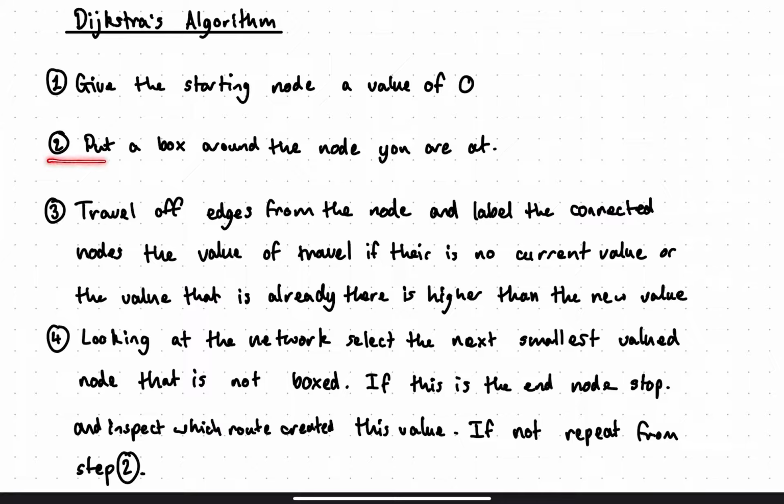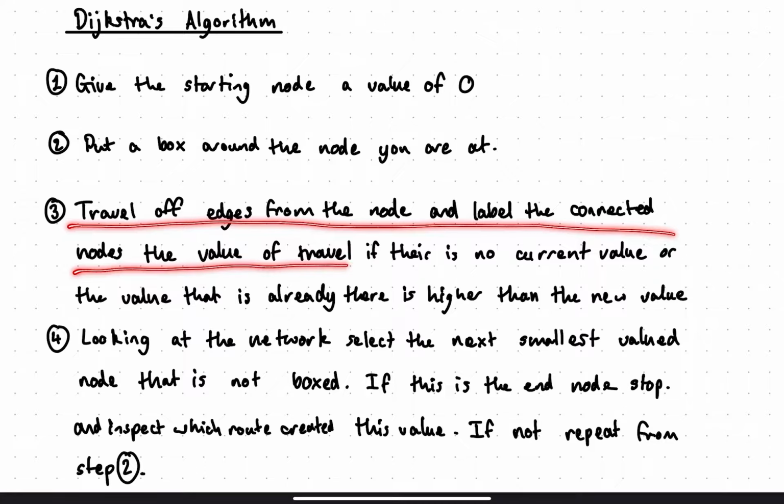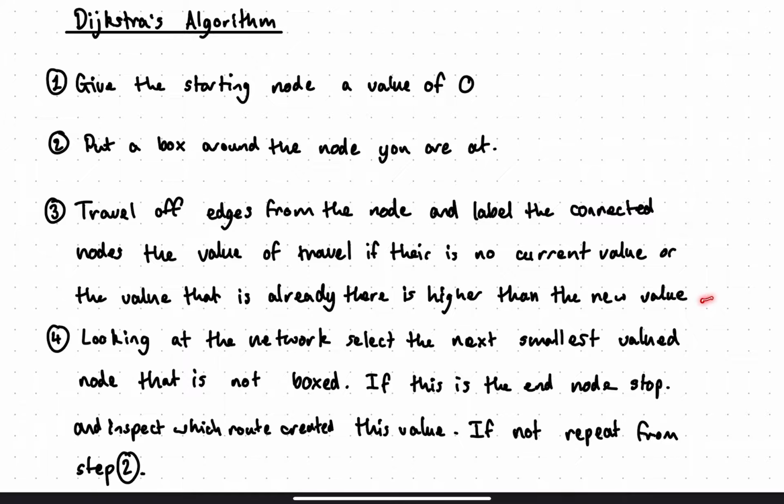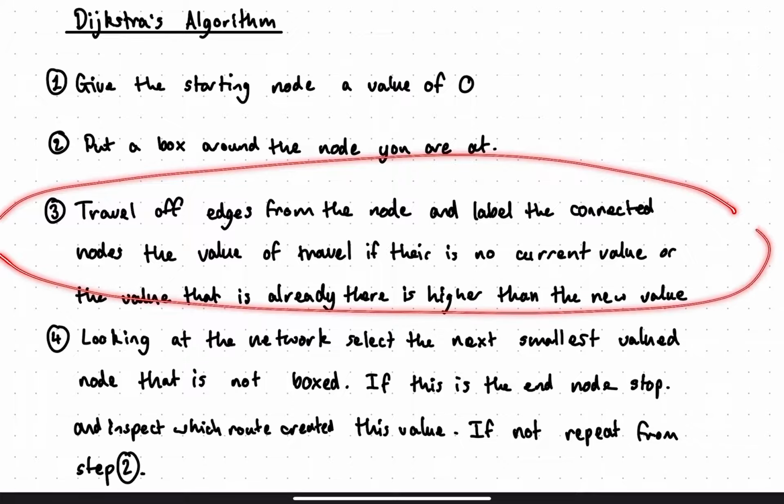It then says to put a box around the node you are at, and then travel off the edges from the node and label the connected nodes with the value of travel if there is no current value or the value that is there is higher than the new value. And that will sound very confusing for now, but I'll hopefully try and explain that a bit better whilst we're going through it.